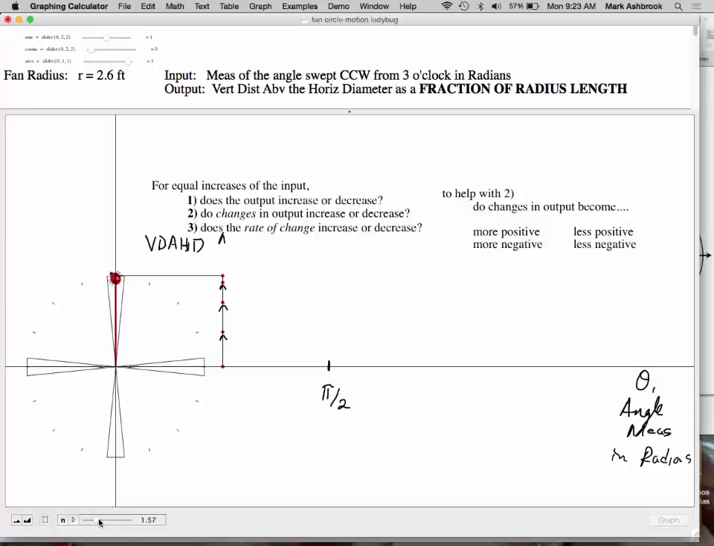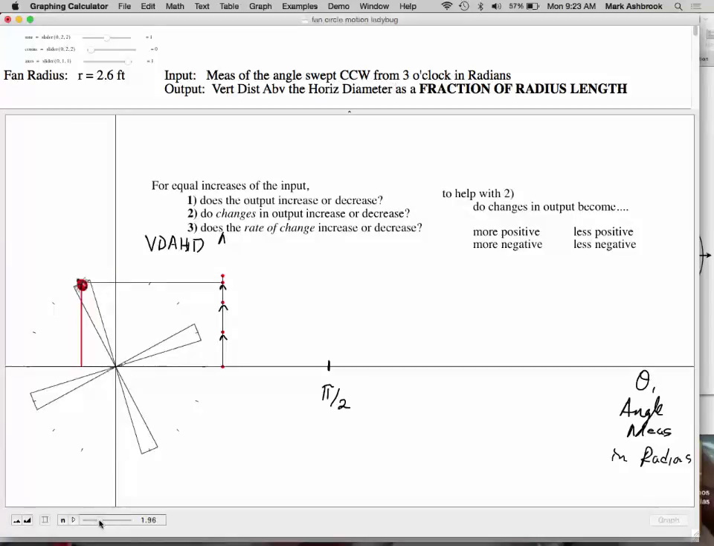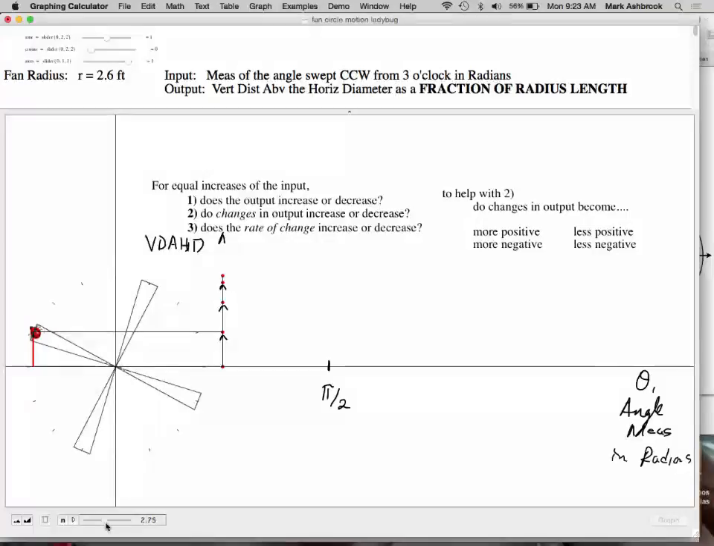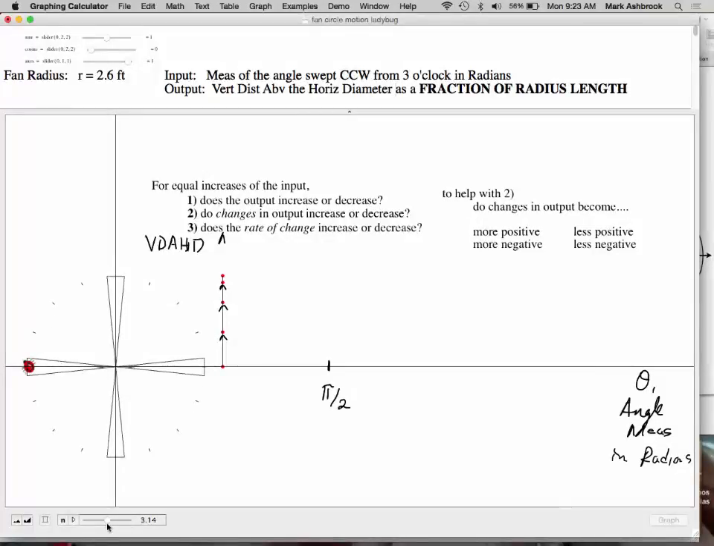The output. Now the vertical distance. Does it start at 1? The input is the angle measure. Now we're asking about the output. The output is the vertical distance. Starts at 1. Okay, it starts at 1. They were right. And then it goes to? At pi, the vertical distance goes to 0. So from 1 to 0, the vertical distance increases or decreases? Decreases from 1 to 0.